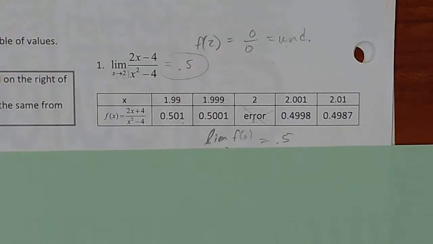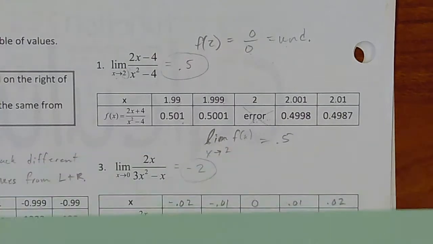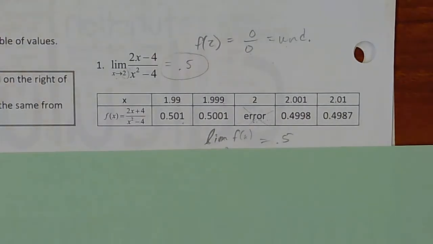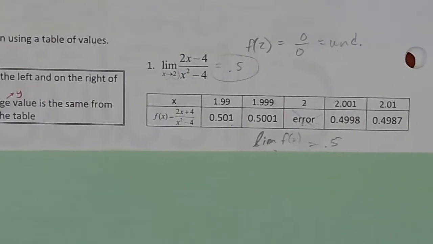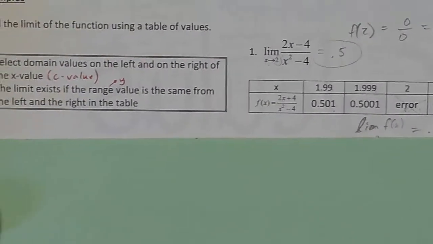Now, I also need to show you how we can plug this into our calculator. If they give you a table like 1 and 2, it's pretty easy to figure out. You go ahead and take a look at 2. See if you can see if they're approaching the same number or not. And then I'll show you also how we can use our calculator to plug this in.